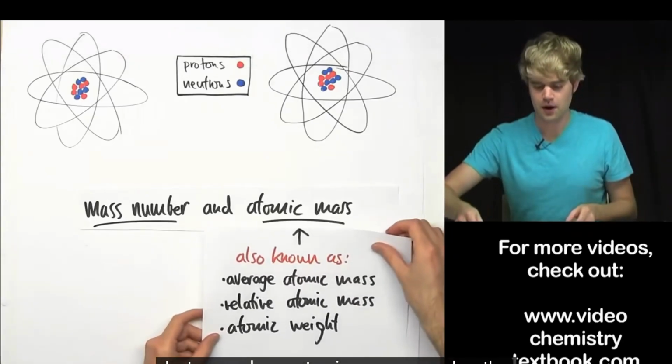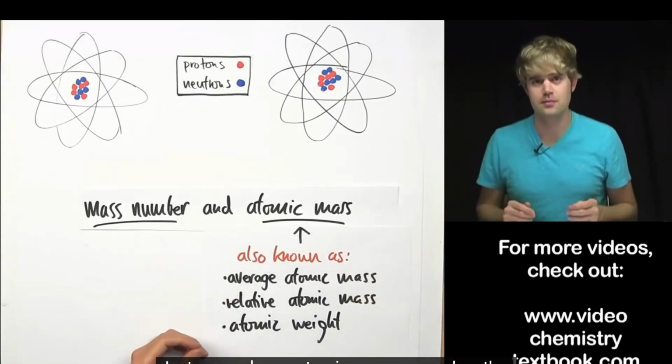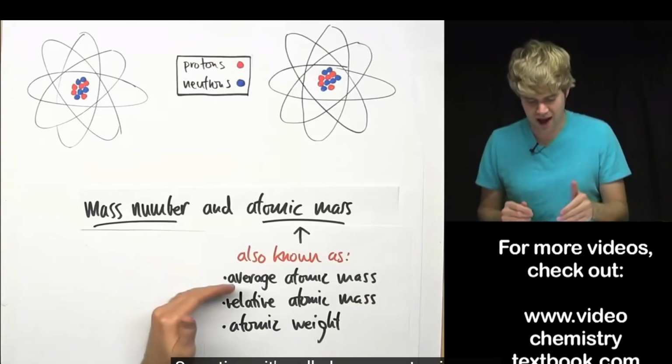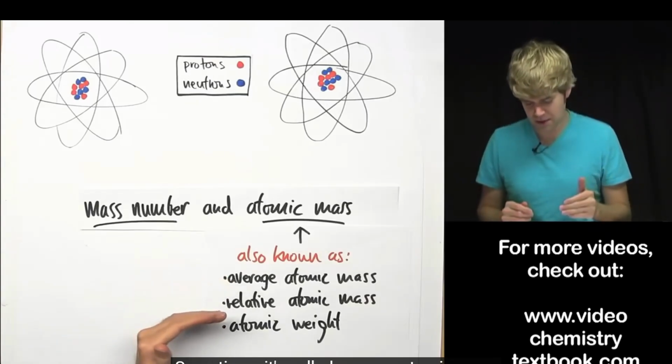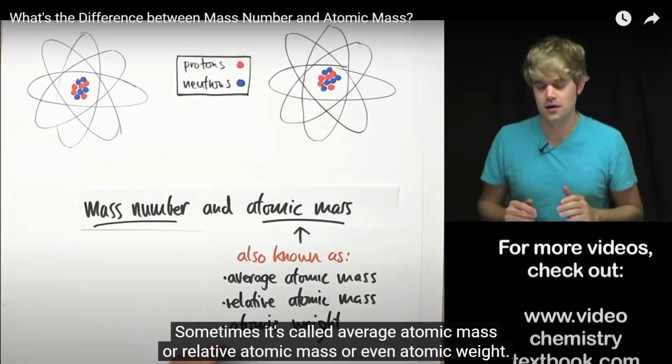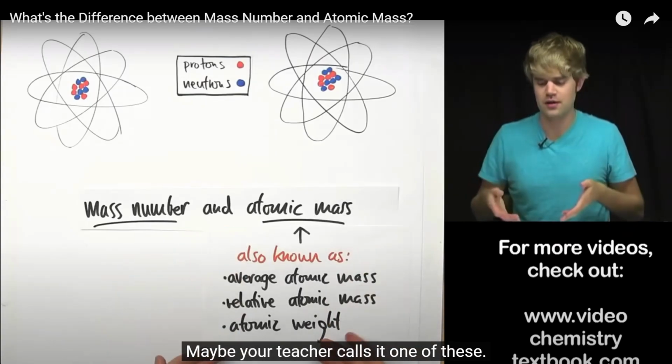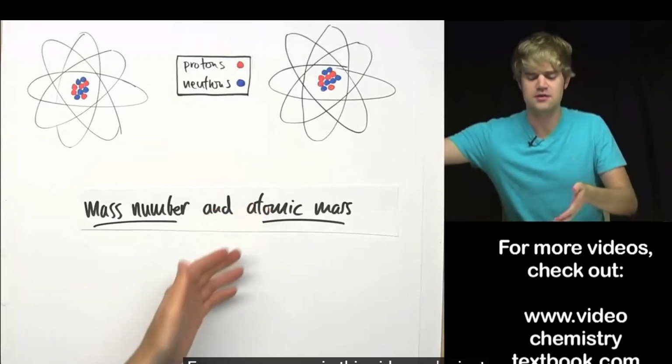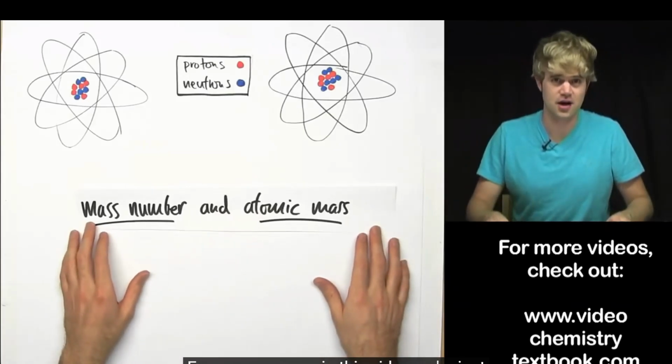Just so you know, atomic mass can go by other names. Sometimes it's called average atomic mass, or relative atomic mass, or even atomic weight. And it would actually be really nice if all the time we referred to it as the average atomic mass, because that kind of gives you the best idea of what it is. Okay? Maybe your teacher calls it one of these. For our purposes, in this video, we're just going to call it atomic mass.